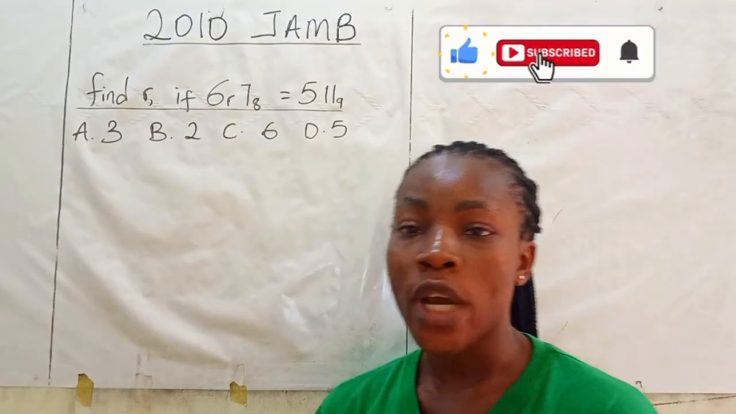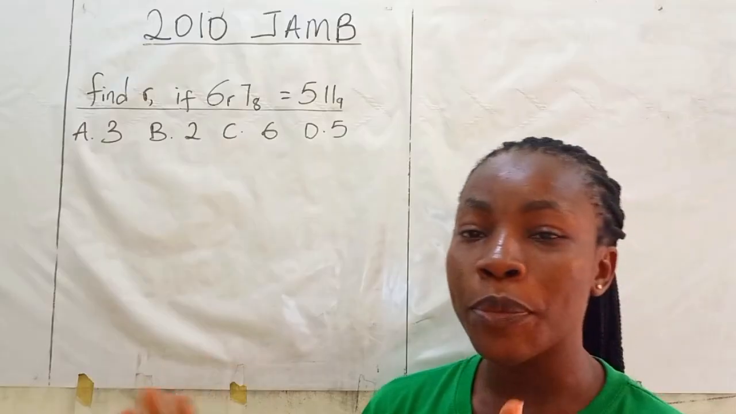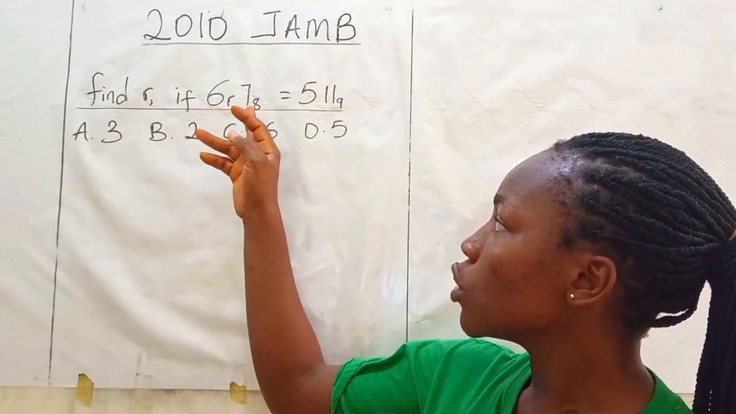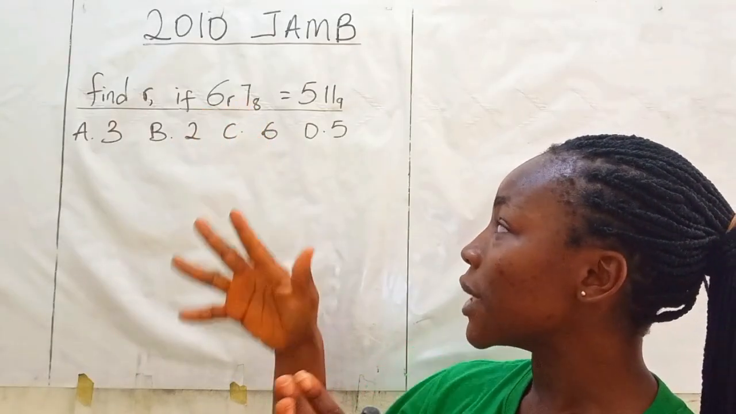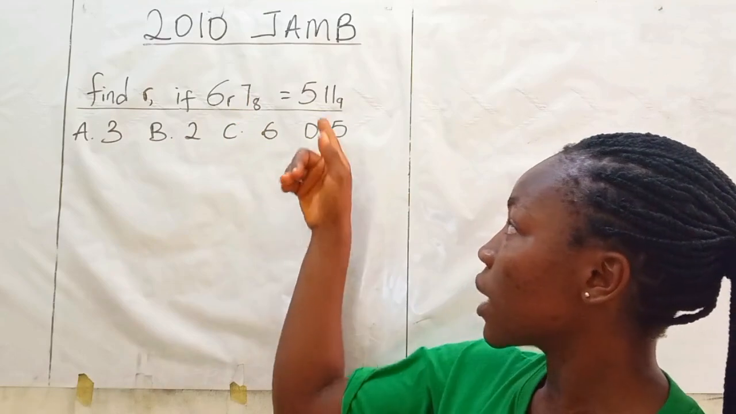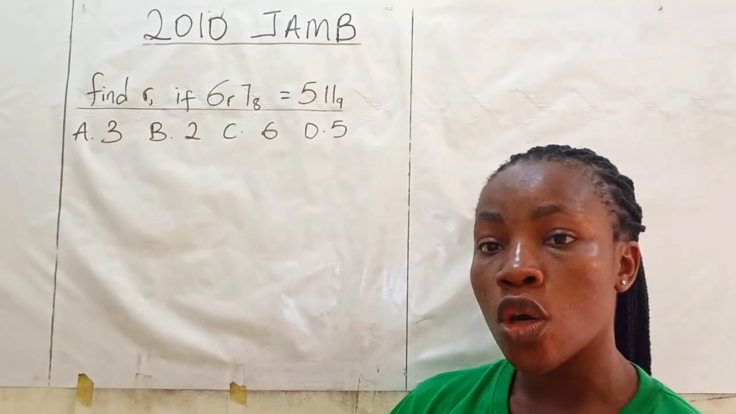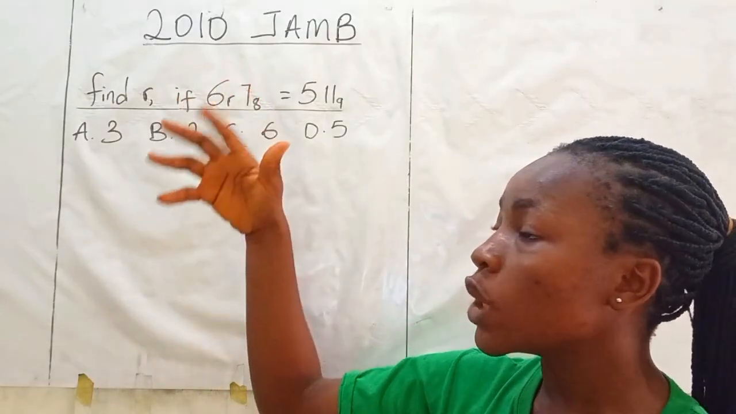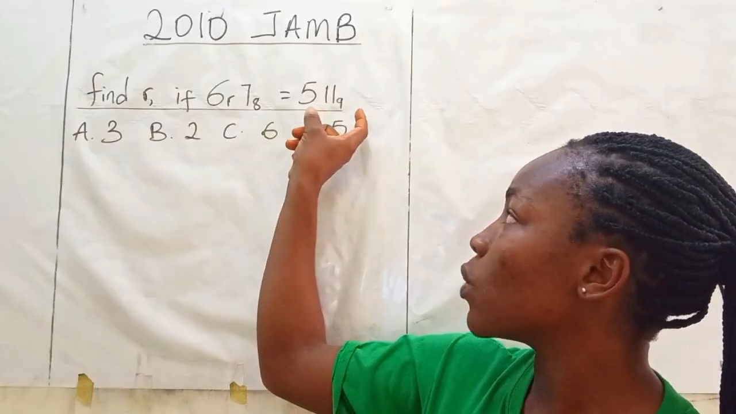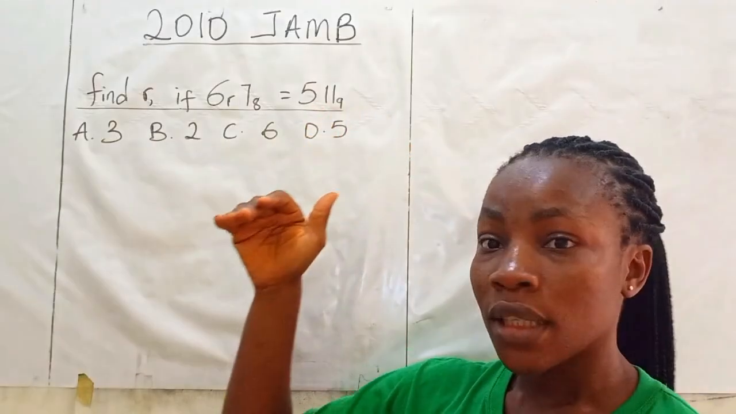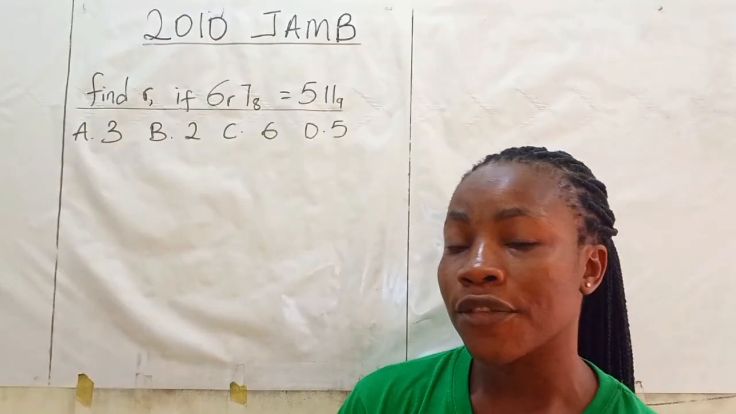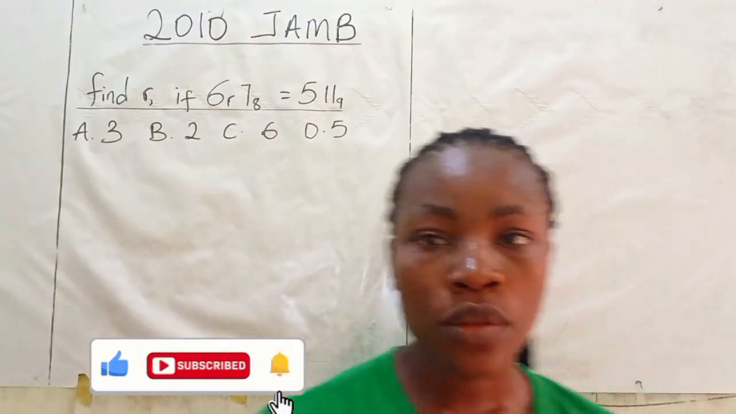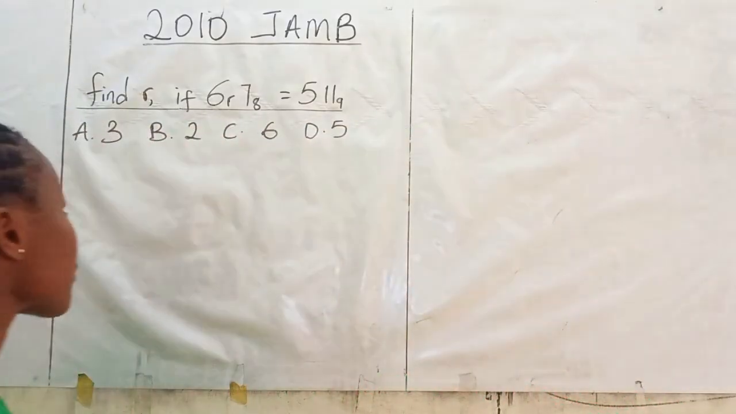First of all, we are to convert both bases to base 10. We are to convert this one that is in base 8 to base 10, and this one also to base 10. Whatever we get here, we will equate it to whatever we get here. Then we'll be able to look for the value of our R. So let's go on to solve it.